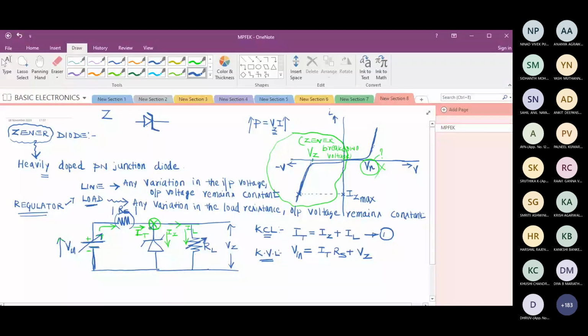Now, you want to know why I have used IT. Am I getting at this node IZ plus IL equal to IT? Can I say this is the total current? That's why I used IT. If you want, I can use IX. Anything you can use, some notation you have to use. Some students write IT, some students write IRS, that is the current that is going to flow through RS. All are the same.